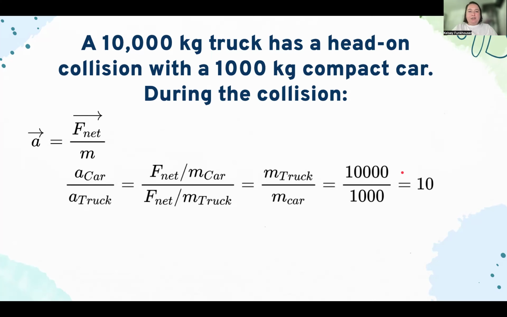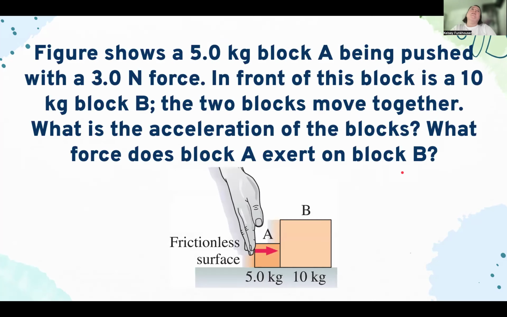So then we're just going to do an example. We have a 5 kilogram block A being pushed with a 3 Newton force. In front of it is a block that is 10 kilograms, block B. The two blocks move together. What is the acceleration of the blocks, and what force does block A exert on block B?